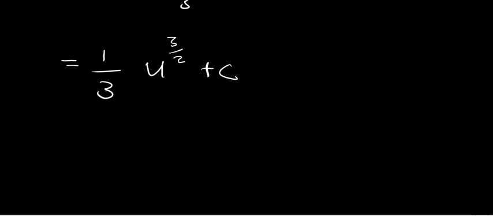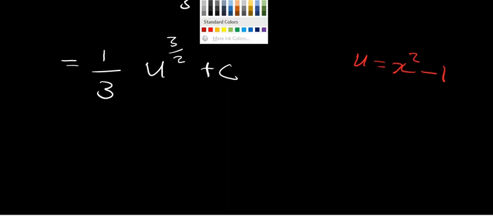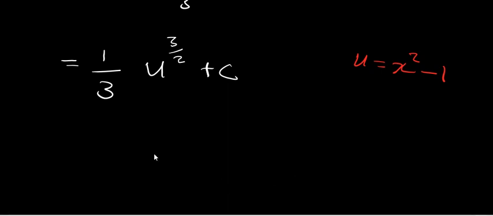And then where there is u, I'm going to replace it with what I said earlier on. u should be equal to x squared minus 1. So where there is u, we are going to put it.